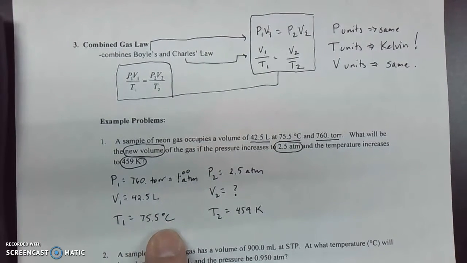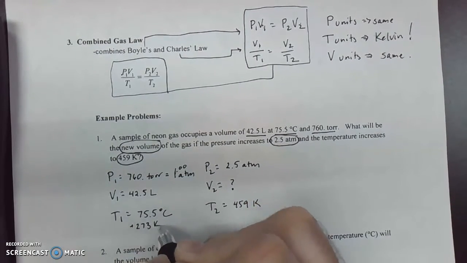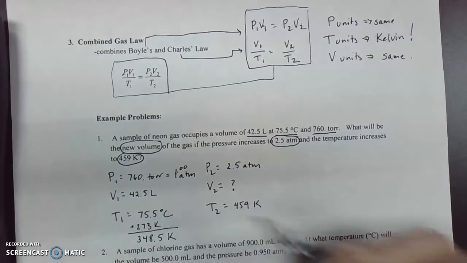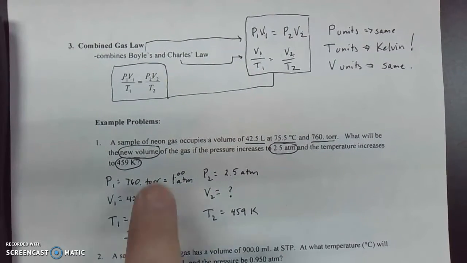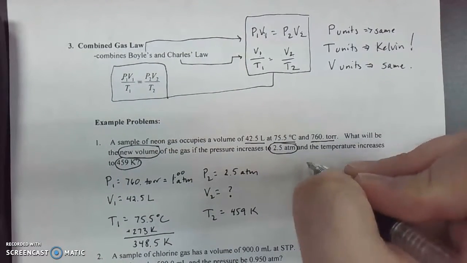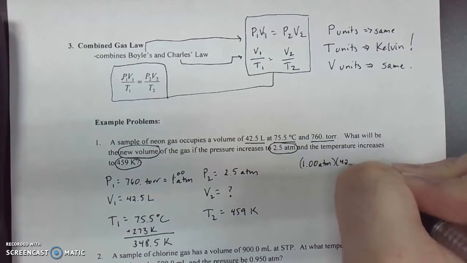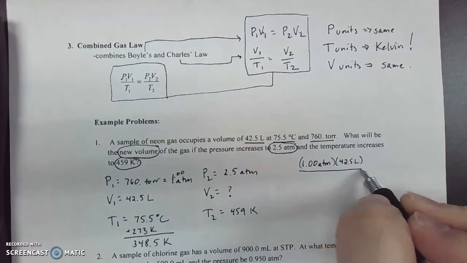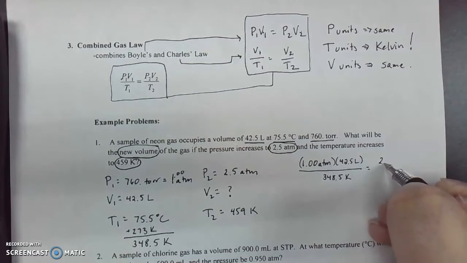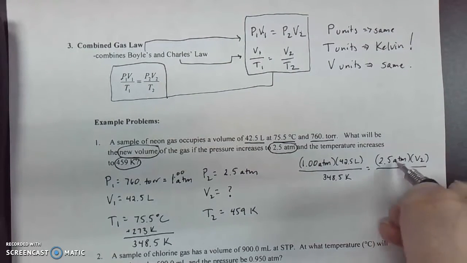But our temperatures have to be in Kelvin. Well, T2 is, but T1 is not. So we have to add 273 Kelvin to the first one to give us 348.5 Kelvin. So now that we have all of our variables defined, we can put them into our equation. P1, which is 1.00 atmospheres, times V1, 42.5 liters, all over T1, 348.5 Kelvin, is equal to P2 times V2 all over T2.